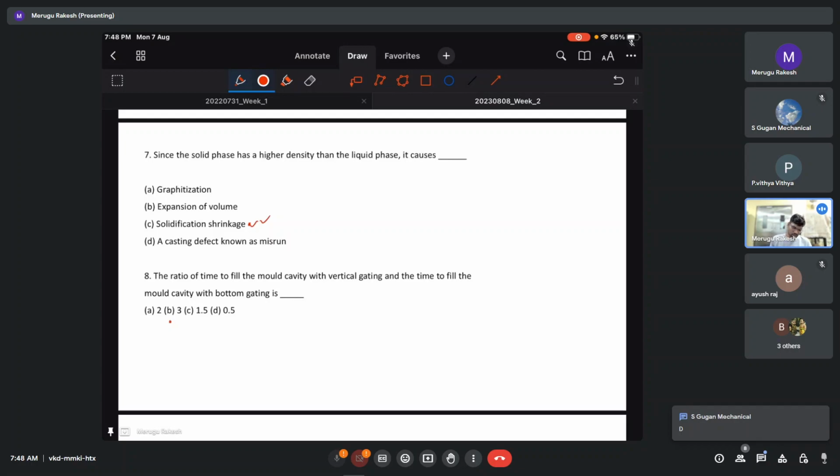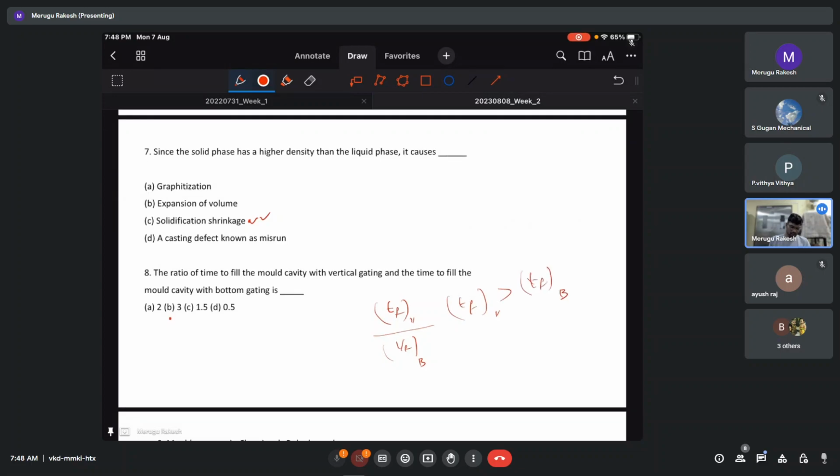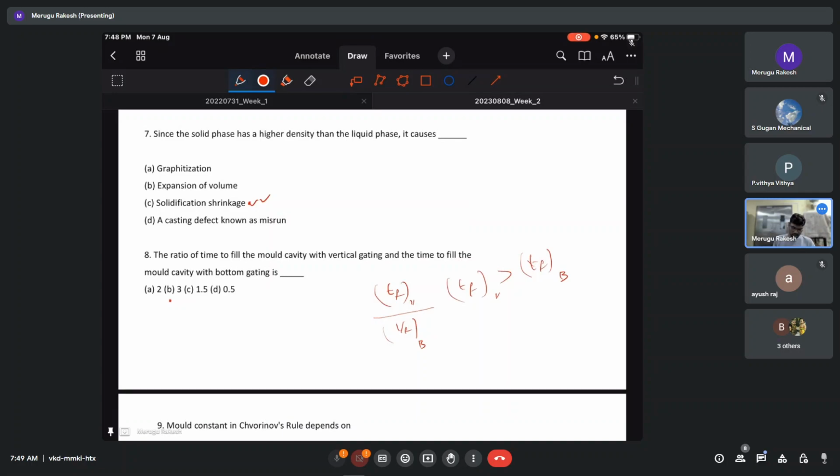So they are asking you the ratio of time filling with the vertical with the bottom. We know that time filling with the vertical is always greater than time filling with the bottom, right? So this ratio will always be less than 1. Sorry, it should be the reverse. This ratio will always be greater than 1. That is sure, because this is more. So you can strike off option D.